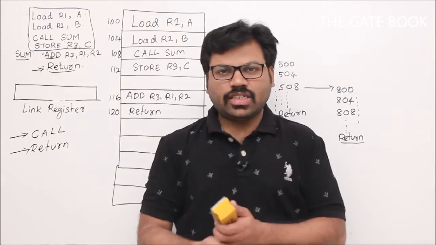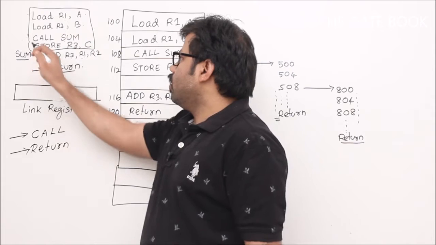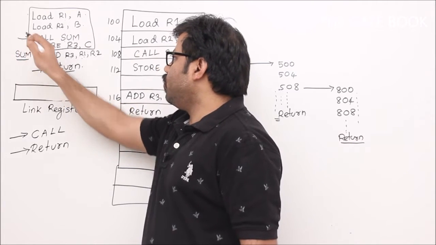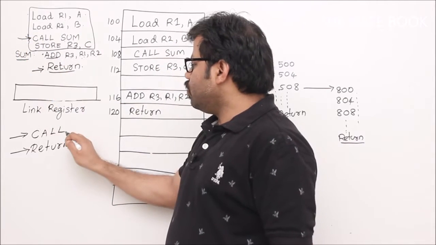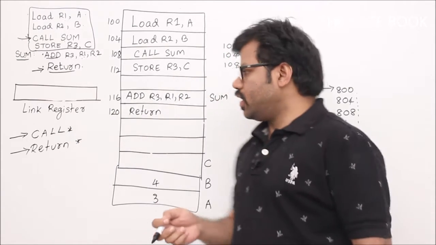Now we'll see how these functions can be implemented. Consider this program. If you see this call, this is a new instruction. Using call and return instructions we can implement a function. How, we will see.